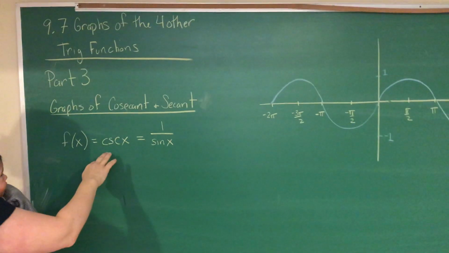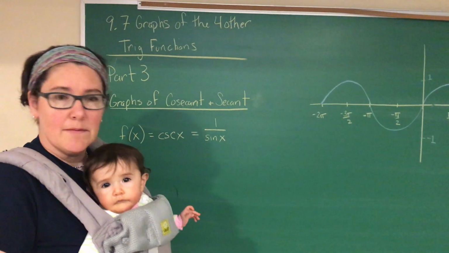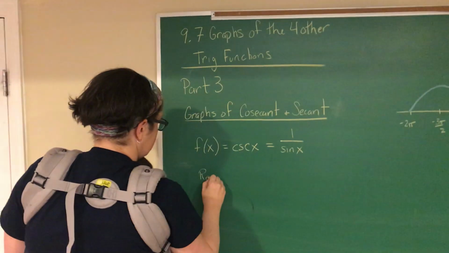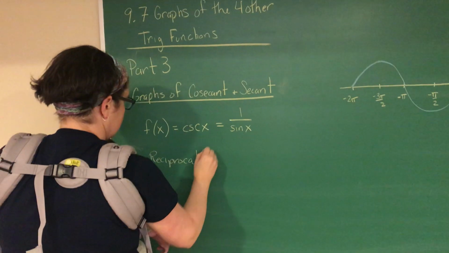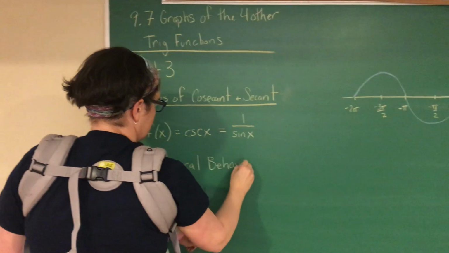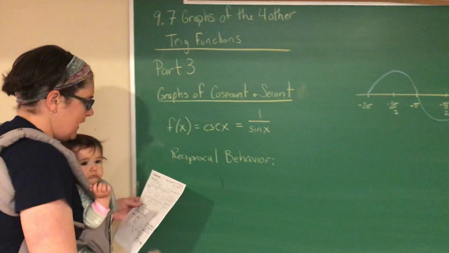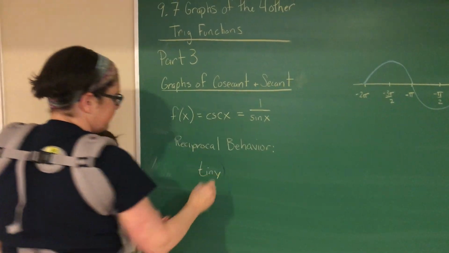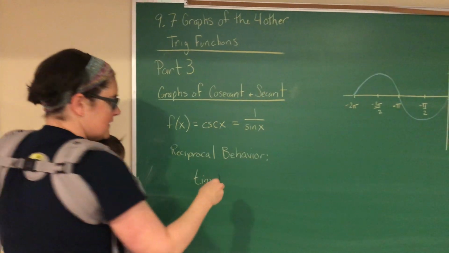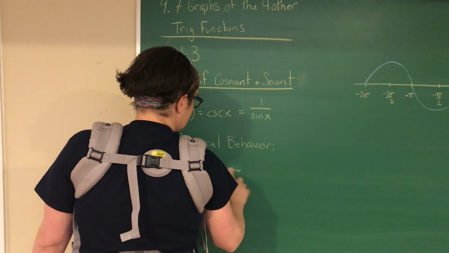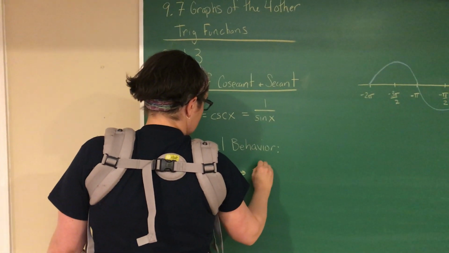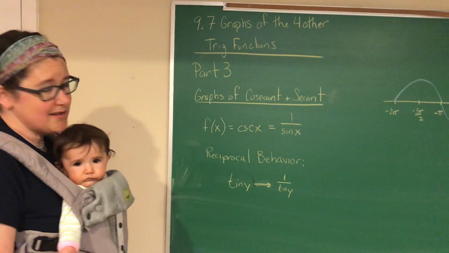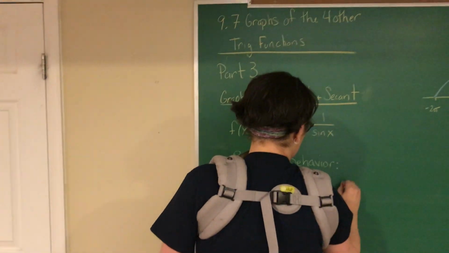Our cosecant function is the reciprocal of sine. So we want to think about what reciprocal behavior is. If you have a really tiny number, and then you take that tiny number and you flip it upside down, in other words, if you take its reciprocal, you look at 1 over that tiny number, it turns out that that gives you a really, really big number.